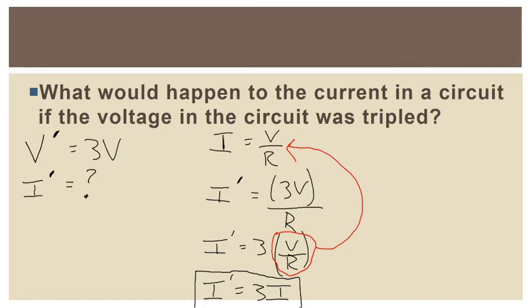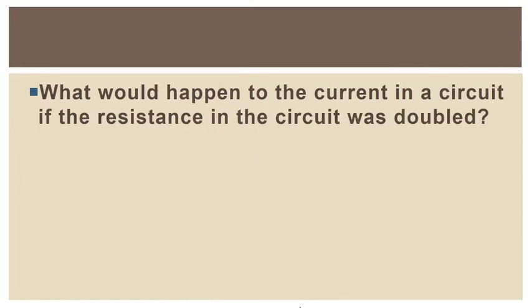Let's go ahead and look at another example. In this example, it says what would happen to the current in a circuit if the resistance in the circuit was doubled. And so we go through the same steps. R prime, the new resistance, is 2R, the old resistance. And we're looking for the new current, which is I prime.